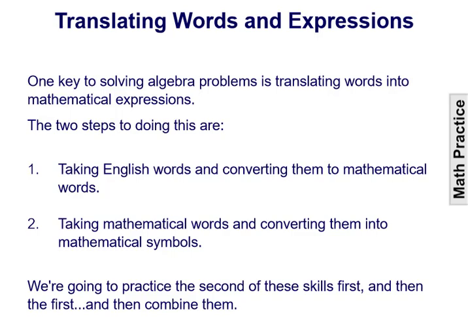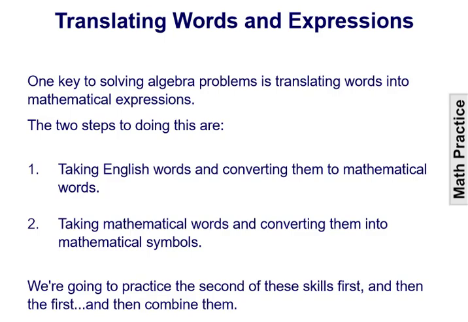Translating words and expressions. One key to solving algebra problems is translating words into mathematical expressions. The two steps to doing this are, first, taking English words and converting them to mathematical words, and then two, taking the mathematical words and converting them into mathematical symbols. So we go from our everyday English to the mathematical words to the symbols. And then we can solve that symbolic expression or the symbolic equation.